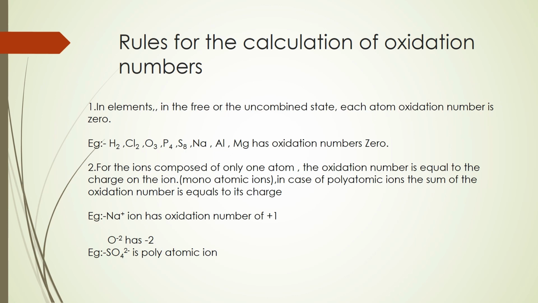In case of polyatomic ions, the sum of the oxidation numbers is equal to its charge. For example, Na+ is a monoatomic ion. Na+ ion has oxidation number +1. That means that is equal to its charge, and O2- oxide ion has -2 oxidation number. Next example, SO4 2-, this is a polyatomic ion. For this polyatomic ion, the sum of the oxidation numbers of sulfur and oxygen is equal to -2.